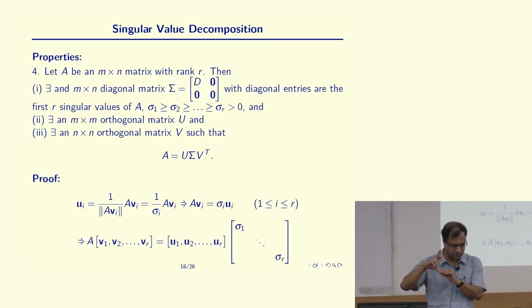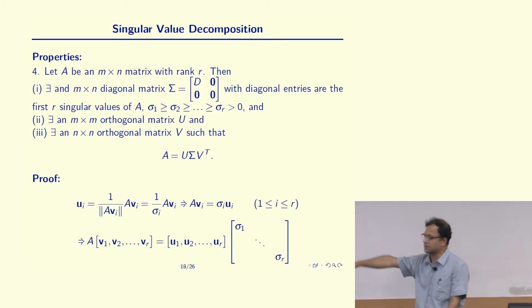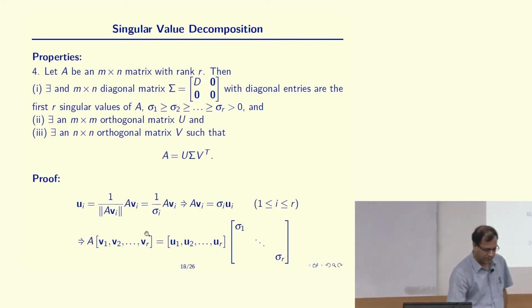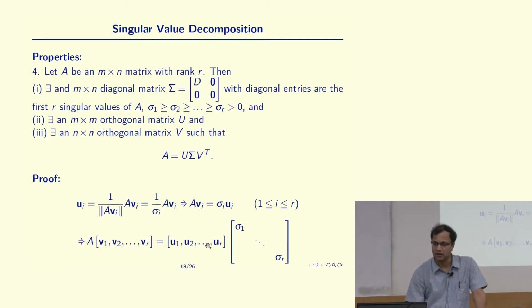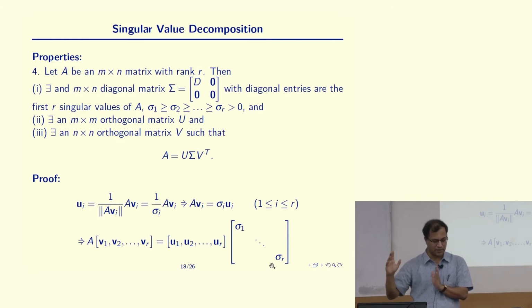Matrix V is of what dimension? n by r. So this V1, V2, Vr matrix is n by r, and this U matrix is m by r, and this is of dimension r by r. So what we need to do is add a few more vectors, so that we get a complete square matrix of order n by n, m by m, and the diagonal matrix will also be of dimension m by n.